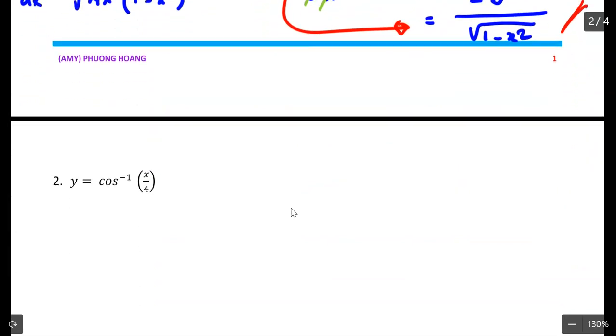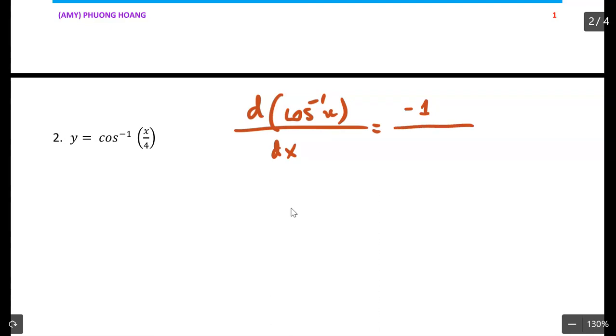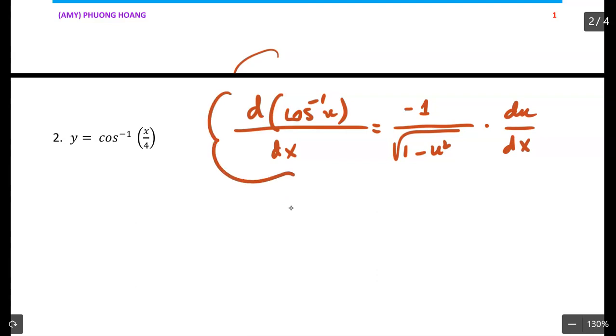The next question is cos to the exponent minus 1 of x divided by 4. So again, I would like to write the formula that I need to use. So derivative of cos to the minus 1 of u as a function of x is equal to very much similar to sine, except you have a minus 1. Okay, so 1 minus u squared times du over dx. So this is the formula that we need to use.